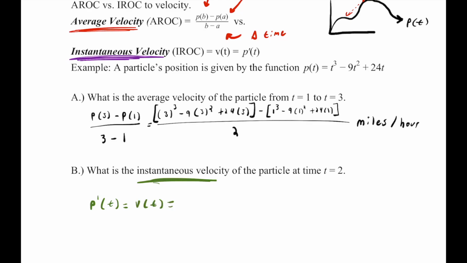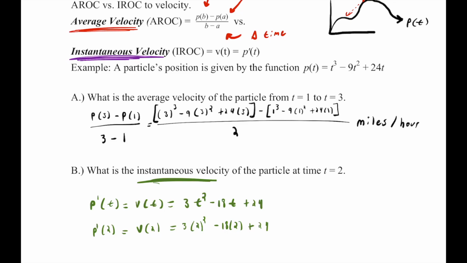So velocity is the derivative of position. You're going to hear me say that a million times today. 3t squared minus 9t, minus 18t, just using the power rule here, plus 24. And so V, making it right, P prime of 2 equals V of 2 equals whatever 3 times 2 squared minus 18 times 2 plus 24 is.